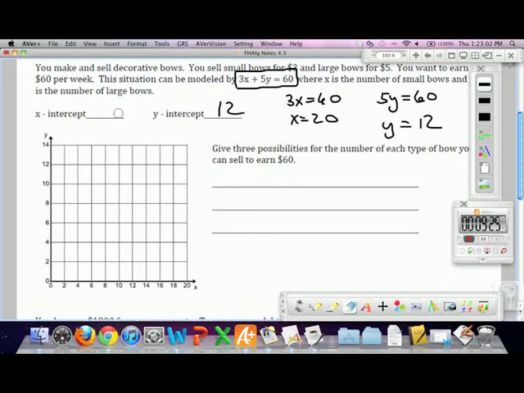Let's graph it here. Let's see, the x-intercept is 20. The y-intercept is 12. Graph it. Heck, I'll even put the coordinates in.